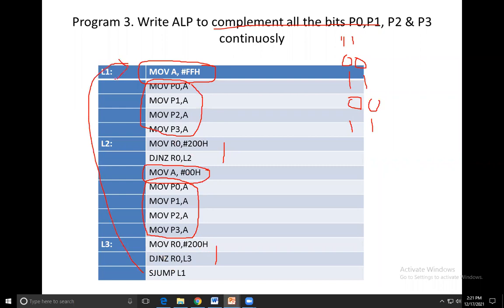Then again, you have to put a value of FF to the port and then jump again. So at home, you have to see this program and write a program to reduce the delay. Here the delay is written 2 times. You have to reduce the delay to 1 time.